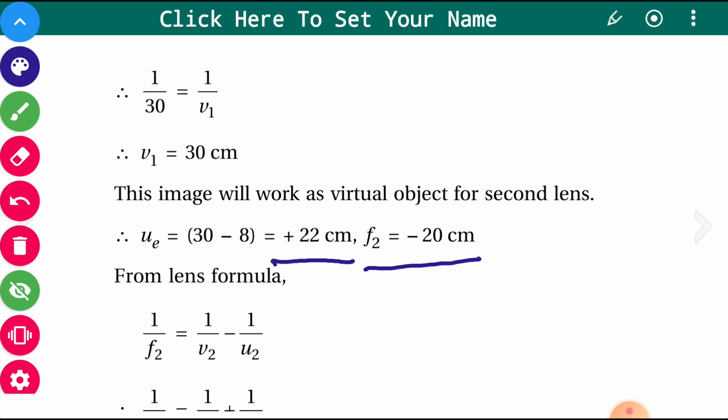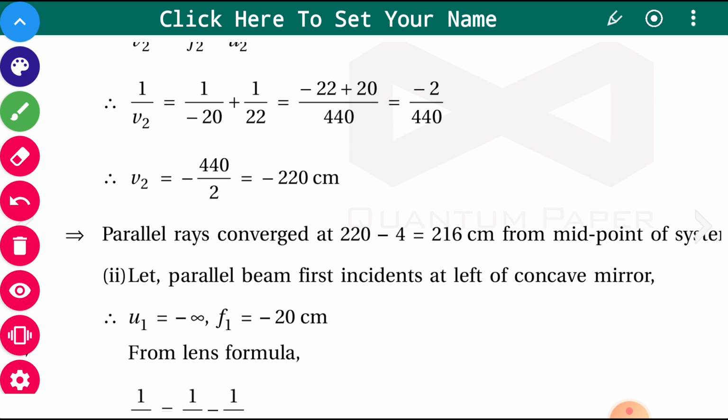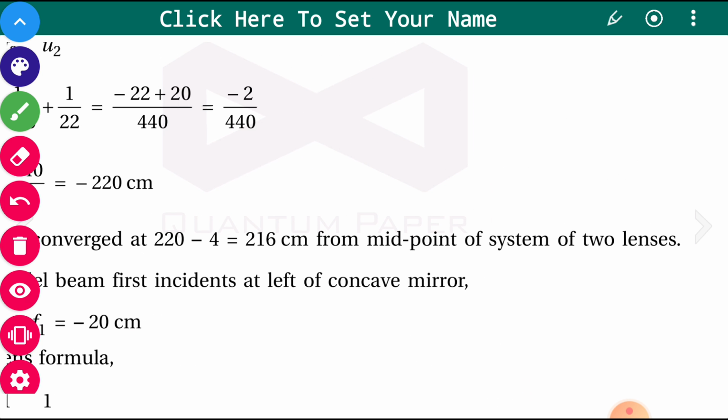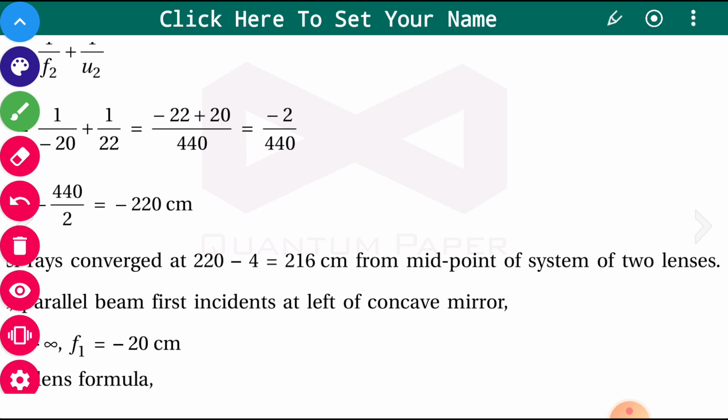Focal length is negative. Now for the image distance, 1/f2 = 1/v2 - 1/u2. 1/v2 can be made the subject of the formula. Substitute the values, simplify, and you will get v2 to be minus 220 centimeter. So parallel rays converge at 220 minus 4, that is 216 centimeter from the midpoint of the system of two lenses. This is for reference only.